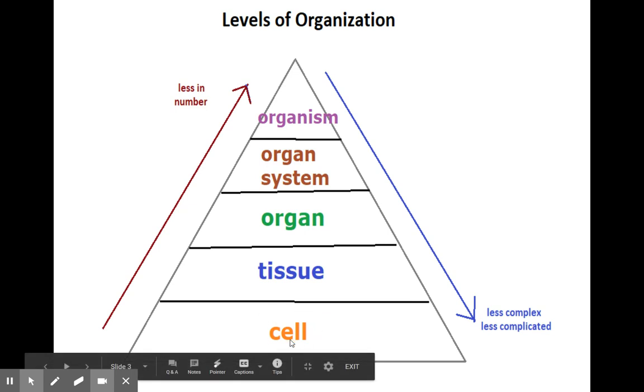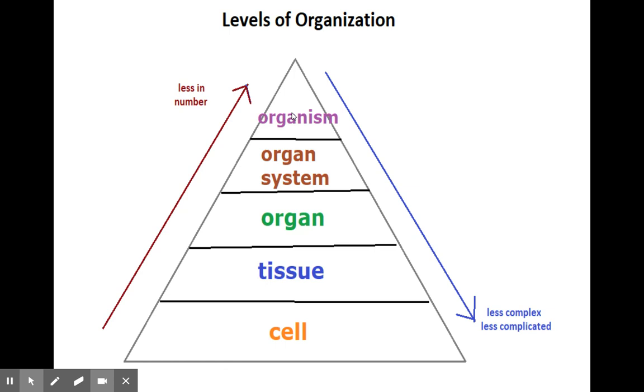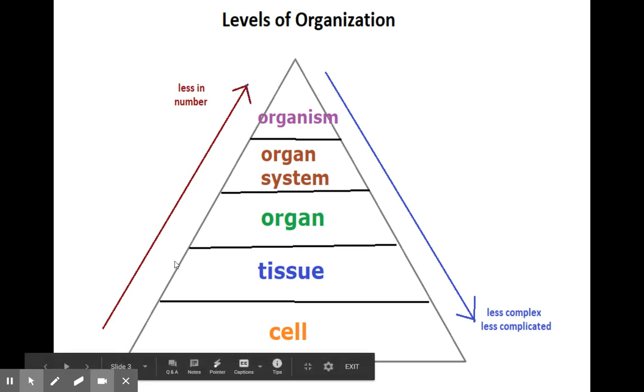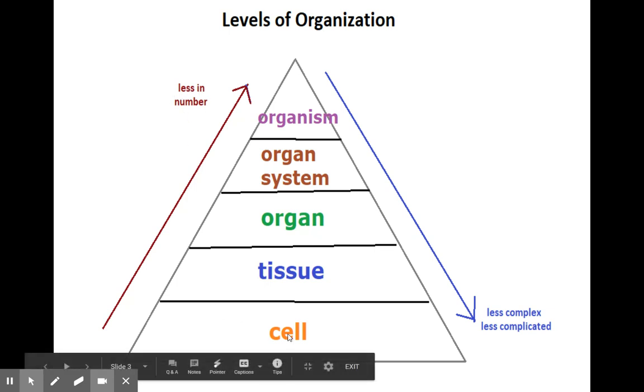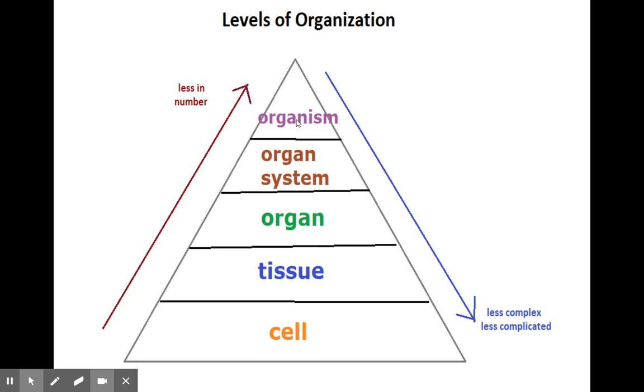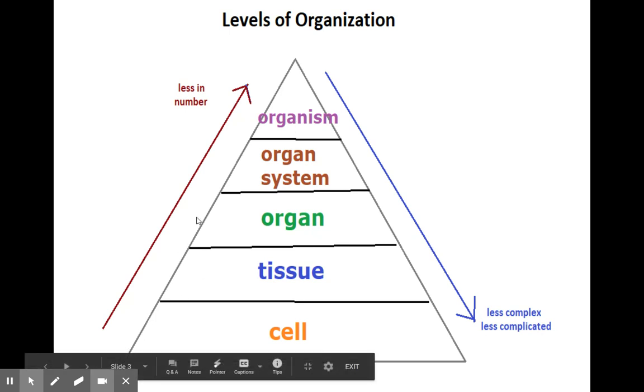So we go from the most basic unit to the most complex unit. The reason why we use a pyramid is that the further we go up the pyramid, there's less in number. So let's say here in this classroom, how many cells are in here? Well, there's trillions of cells in here because I have trillions of cells. How many organisms are in this classroom? It's just me. There's only one. So as you go up, there's less and less.